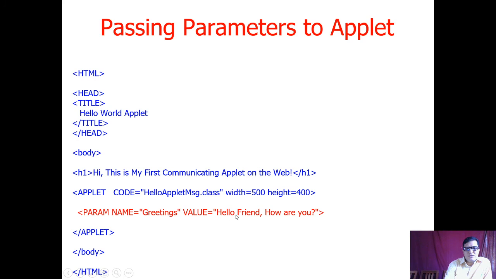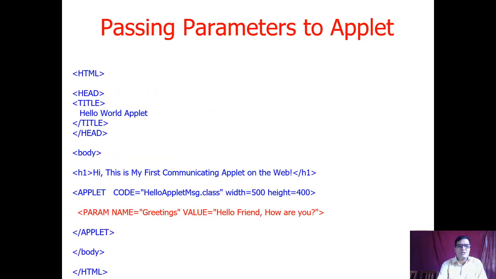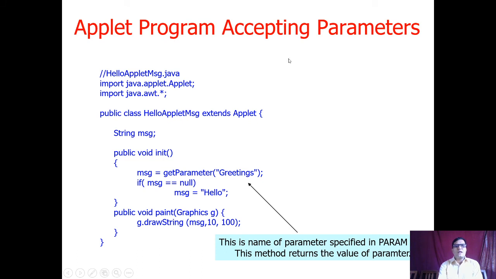What is the value I'm specifying? Hello friend, how are you? So whenever you call this param name, greetings, the value hello friend, how are you will be accessed. So this is your applet code, and now you are writing the class.